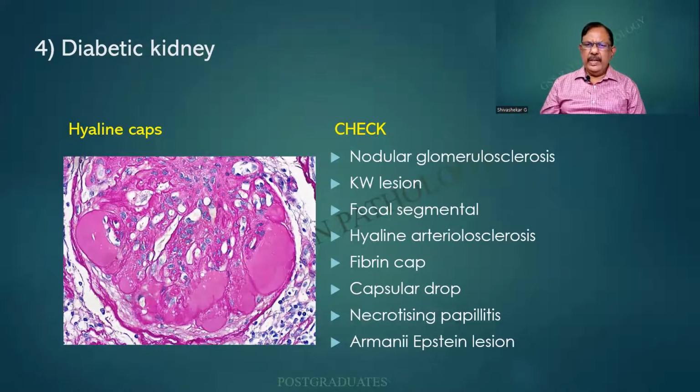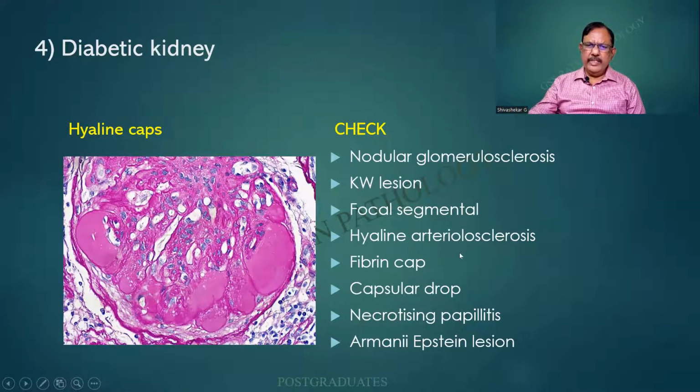Diabetic kidney. Whenever I say diabetic kidney, it is a common thing that they ask you in clinical pathology as well. What are all the changes? So this is one instance wherein I have got a hyaline cap over each of these capillary tufts over here. Hyaline caps. So you can get nodular glomerulosclerosis or the Kimmelstiel-Wilson lesion.